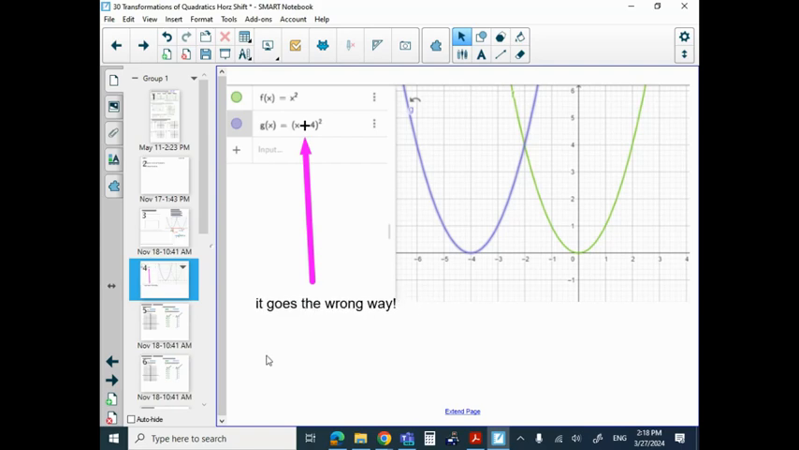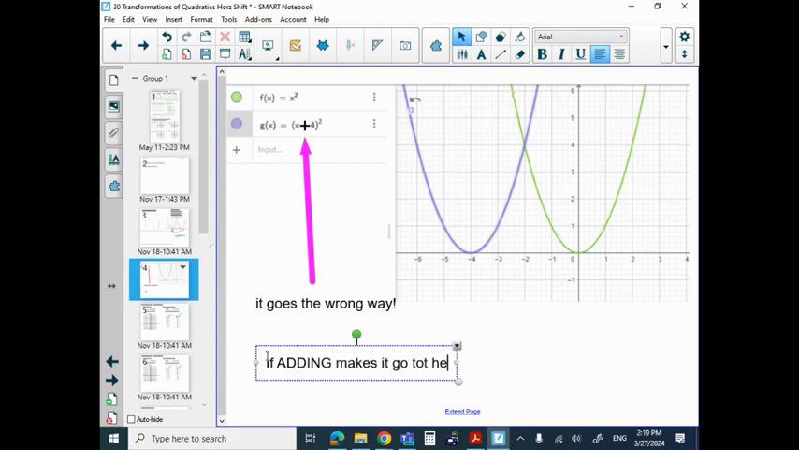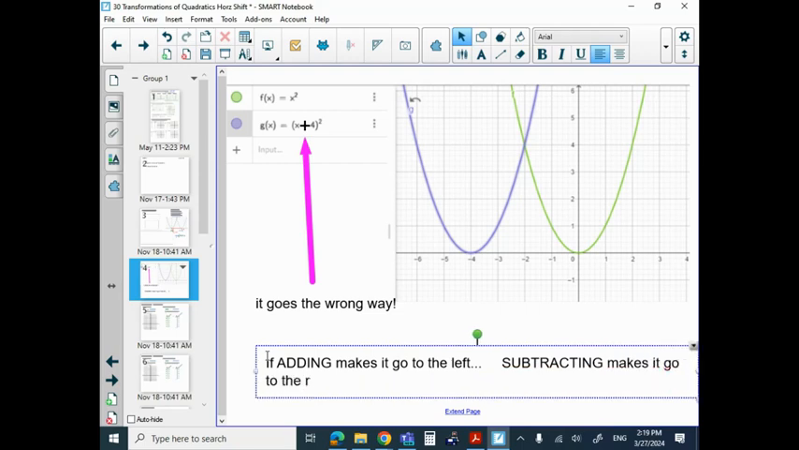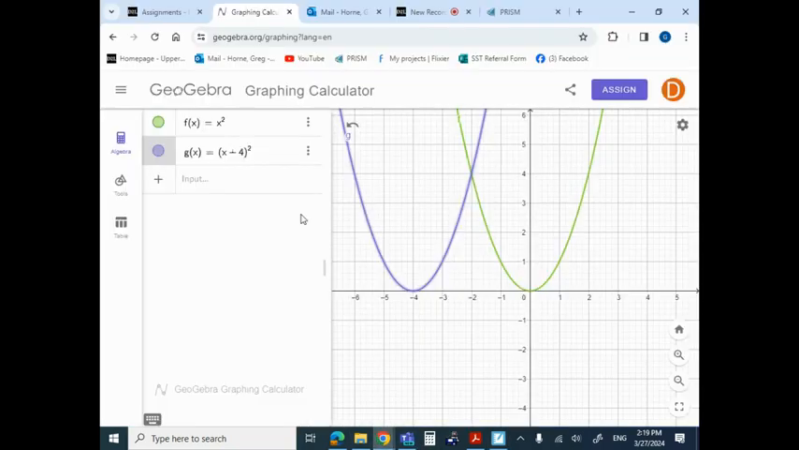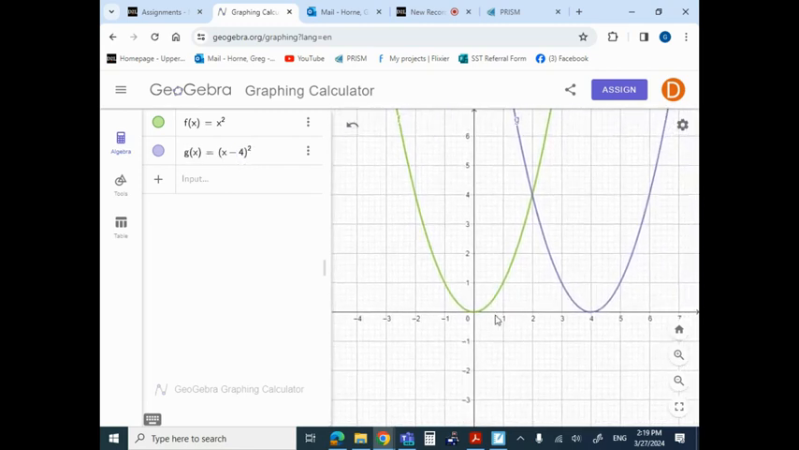Logic dictates here that if adding makes it go to the left, then subtracting probably makes it go to the right. So let's try it. We'll do another page for that one in a bit, but let's change this to subtract. Right there, subtract, and hit enter, and boom, it goes the right way. So that's success in the end here.